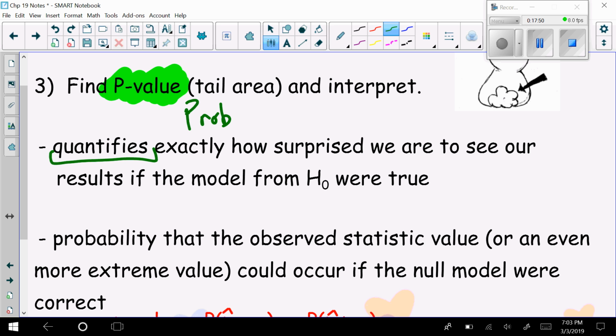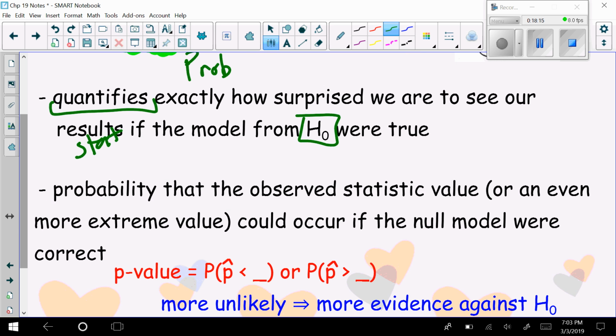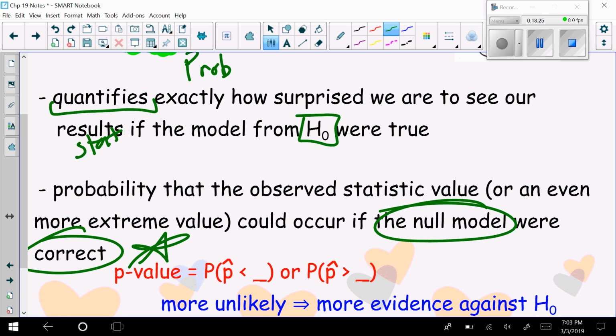And it is quantifying how surprised we should be to see the result. The result is the stat, right? To see our statistic based on if the assumption was true. If the assumption was true, it tells me the probability that I should get a statistic like I got. So it's the probability that the observed statistic value could occur if the null were correct. You're going to need to remember that.